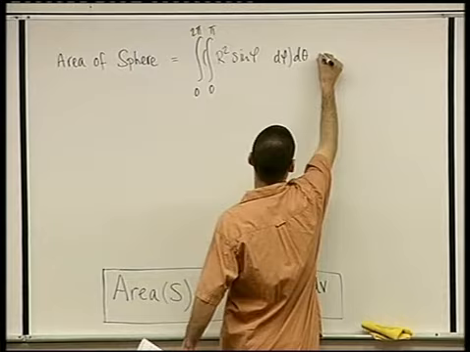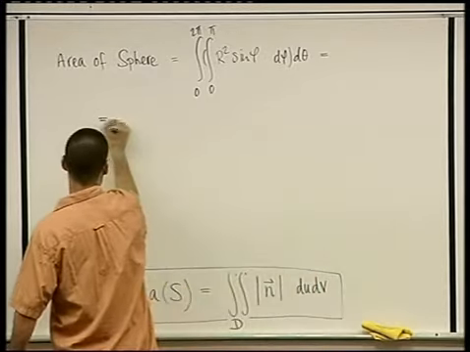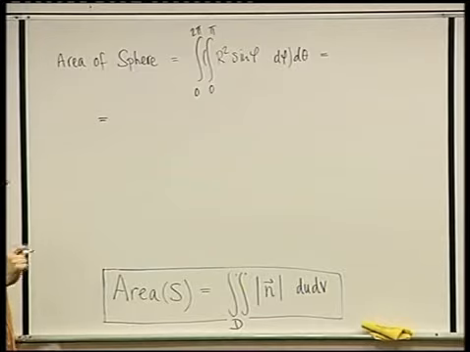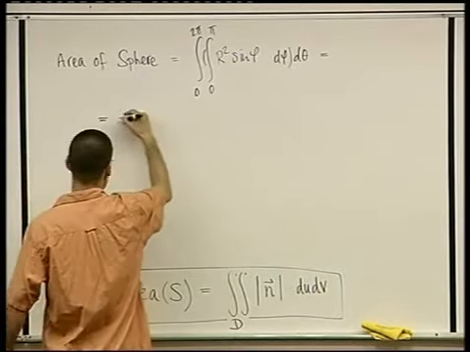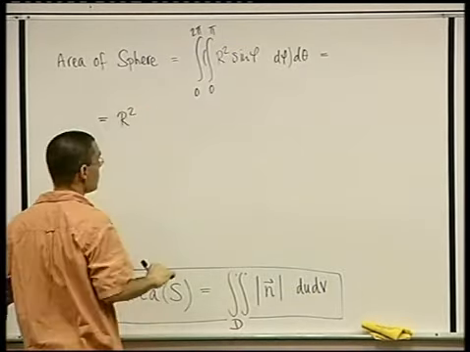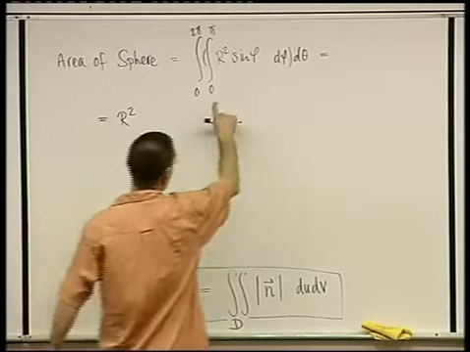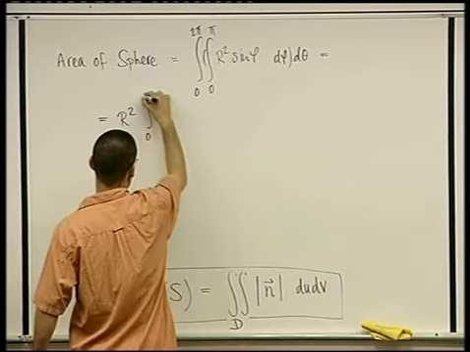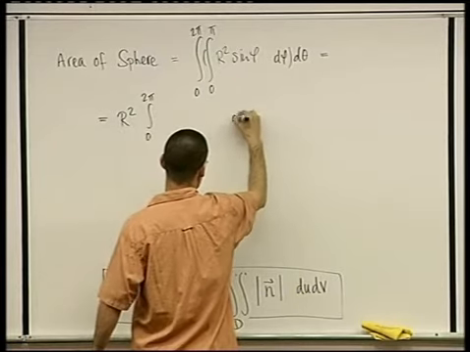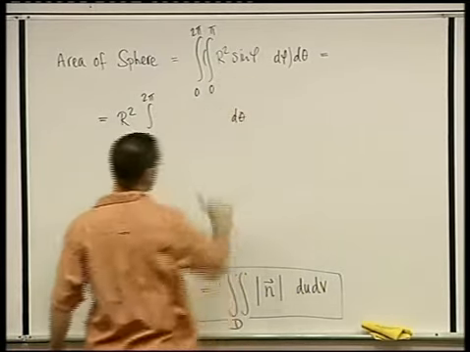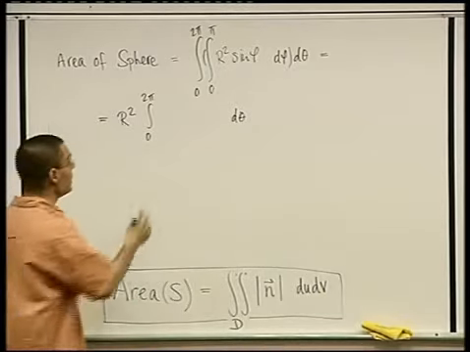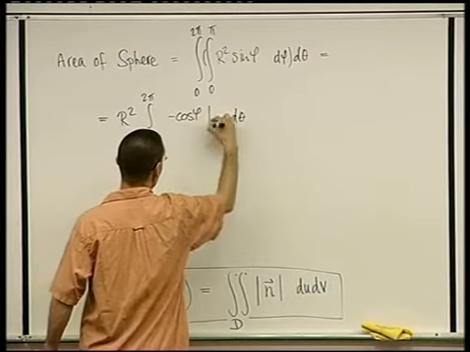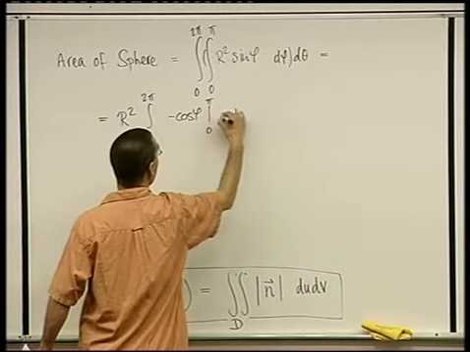And let's see what we get. So remember that r is fixed. It's the radius of that particular sphere. So r squared is not a variable. It can hop out of the integral. And we get the integral from 0 to pi of sine phi. So let's write it. The integral from 0 to 2 pi d theta. And now the integral of sine phi, so it's minus cosine phi, evaluated between 0 and pi.